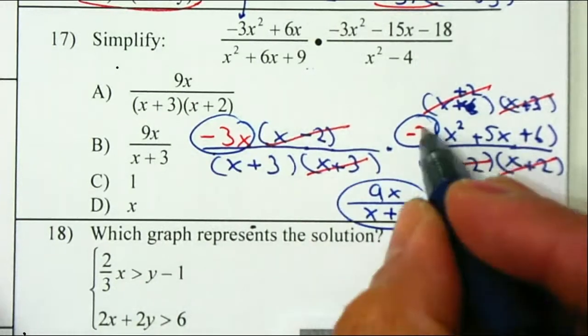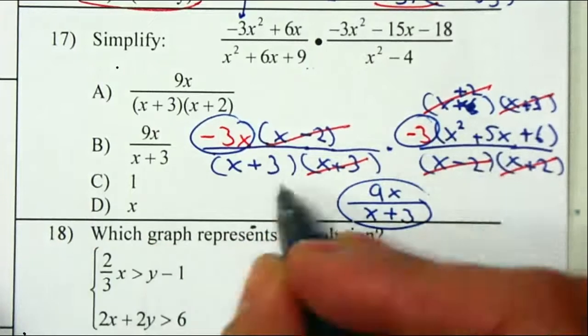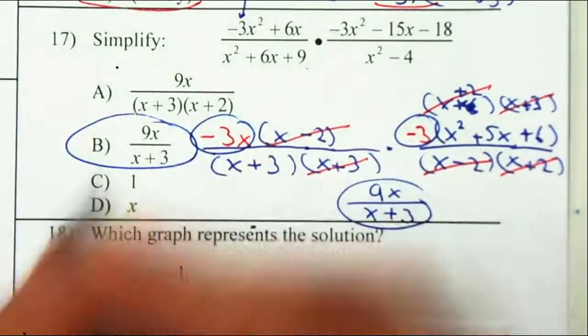And yeah, just be careful with the signs, because that can mess you up. And if you know that there's not enough cancels, just double check your steps. So in this case, my answer is letter B.